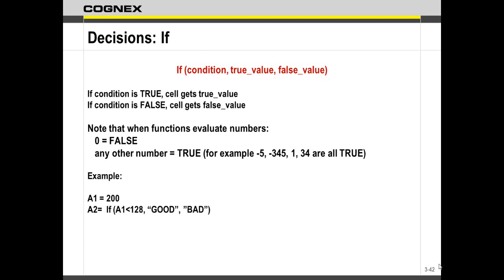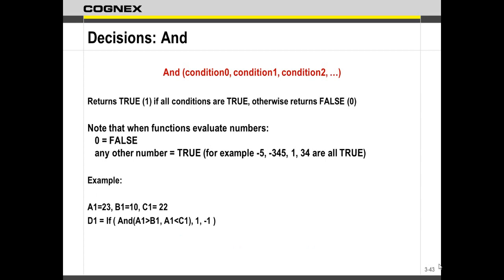So with that said, I have A1 equaling 100, and I have A2 saying if A1 is less than 128, give me the string good, otherwise give me the string bad. What is going to be sitting at A2? Well, is A1 less than 128? So yes, so we're talking good there. Since this is a false statement, we then grab the false value, and the false value happens to be the string bad.